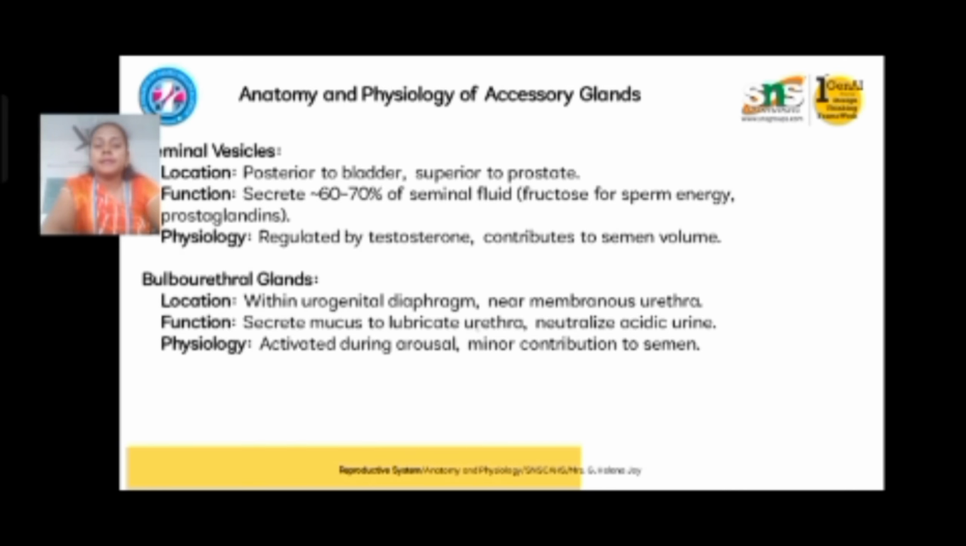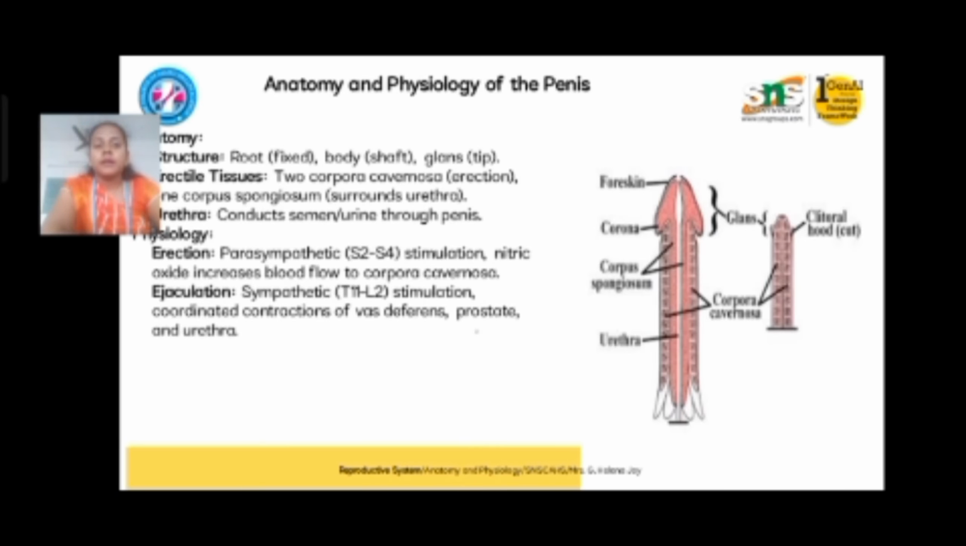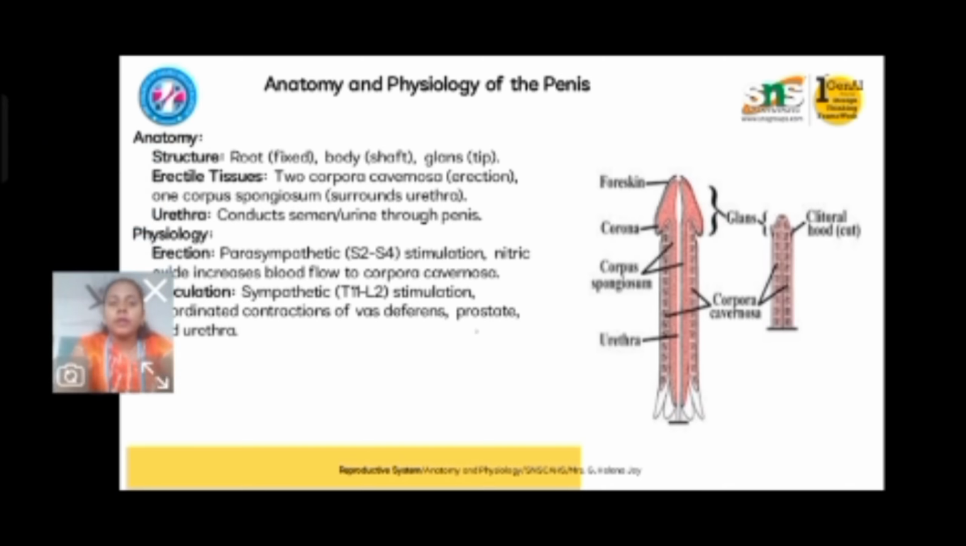The accessory organs are the seminal vesicles and bulbourethral glands, and the major external genitalia is the penis. The penis structure is divided into root, body, and glans. There are two types of erectile tissue: two corpora cavernosa and one corpus spongiosum. The urethra conducts semen or urine through the penis.